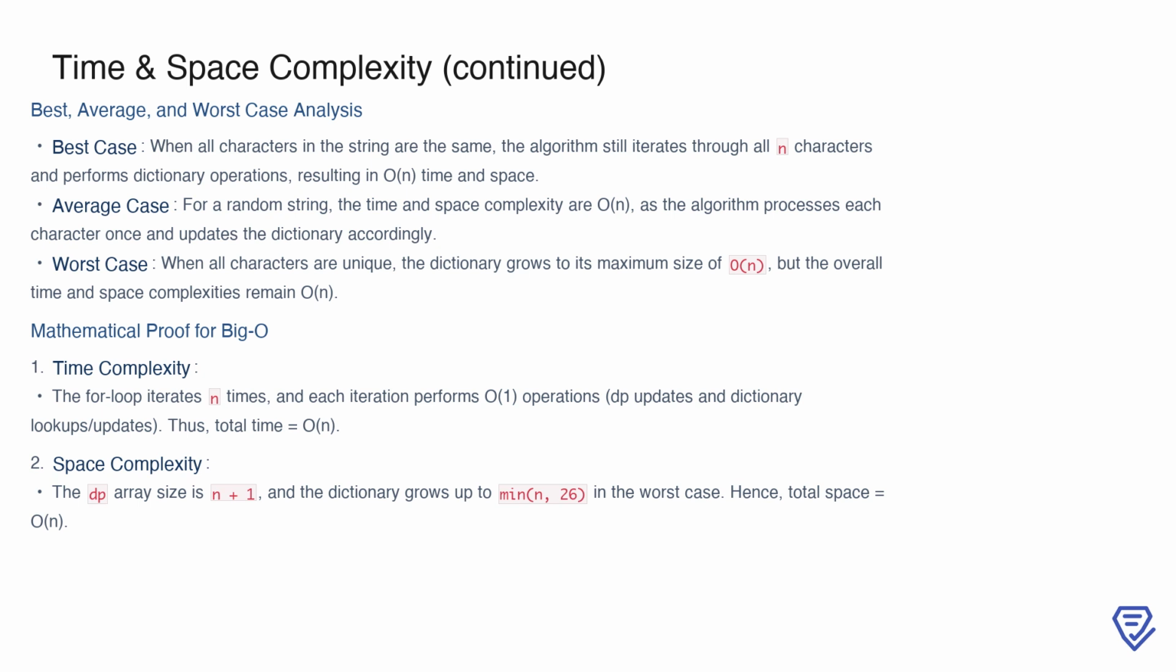To mathematically prove this, we observe that the for loop iterates n times, and during each iteration, only constant time operations like dictionary lookups and DP updates are performed, leading to a total time complexity of O(n).